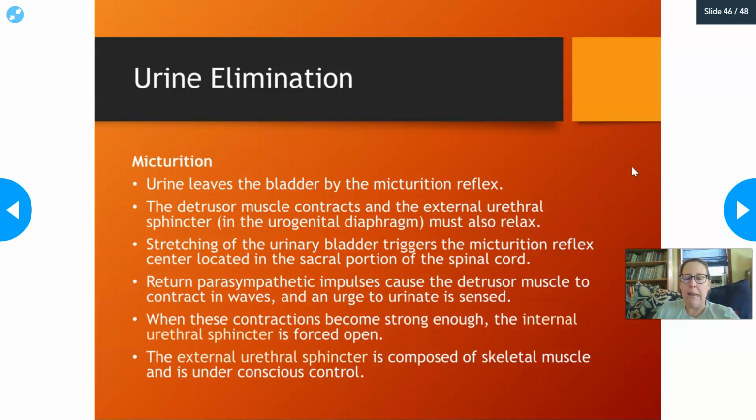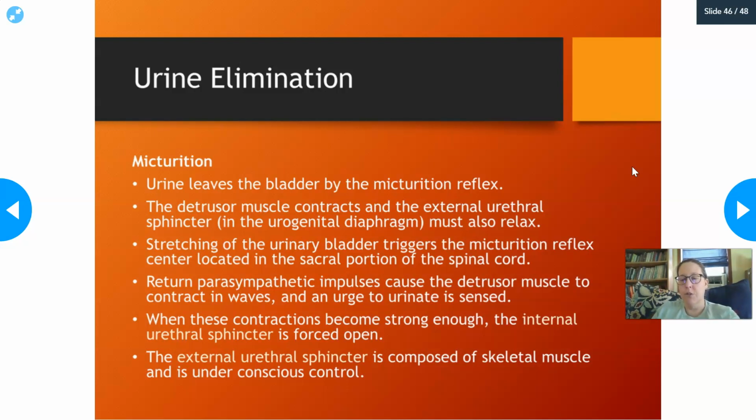Okay. And then when those guys fire, you do get this interpretation of that urge to urinate, to go pee. You're like, my bladder's full, I got to go to the bathroom. And when these contractions become strong enough, the internal urethral sphincter can be forced open. Okay. And the external urethral sphincter is skeletal muscle, so that is under conscious control. So basically, if you will, you have two muscles that can control the opening, right? The internal and the external sphincter.